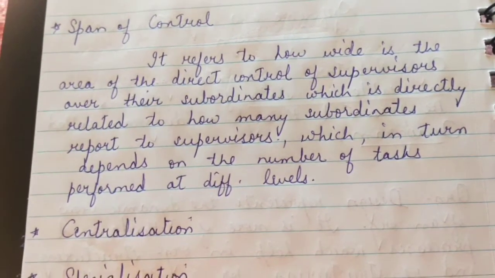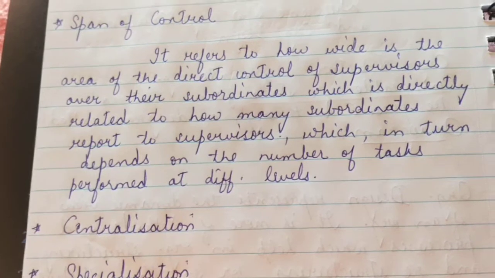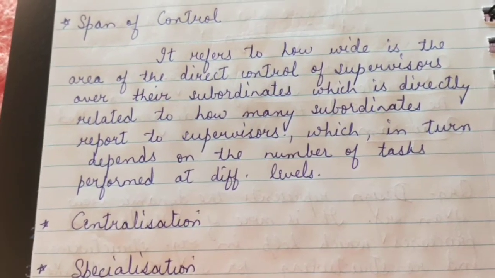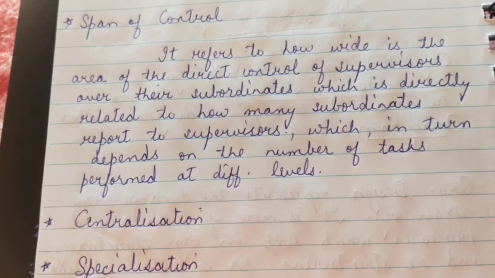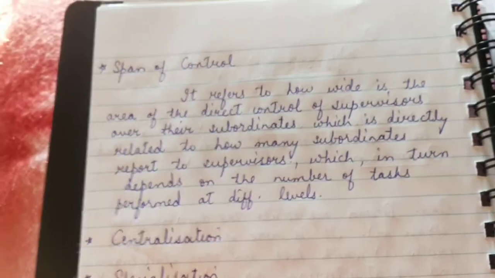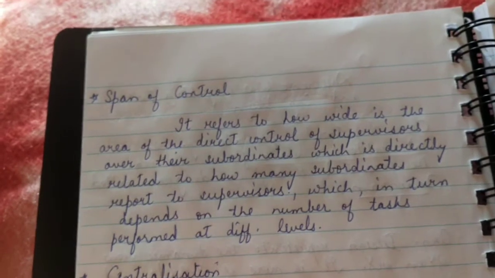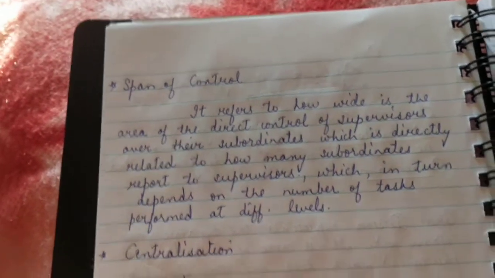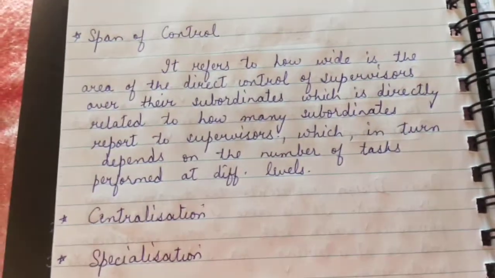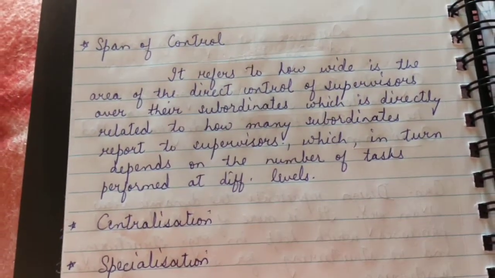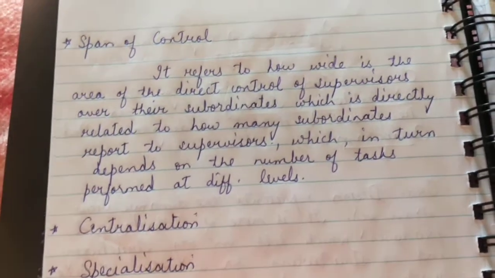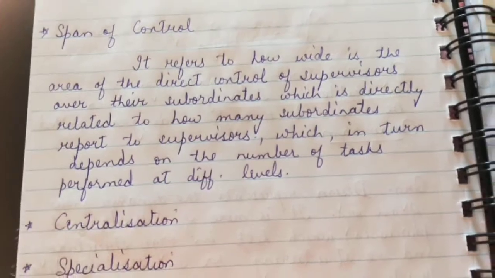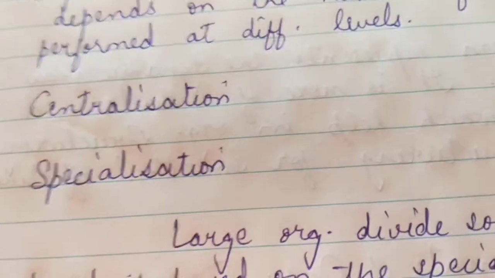subordinates, which is directly related to how many subordinates report to supervisors, which in turn depends on the number of tasks performed at different levels. Like एक supervisors, there are some subordinates different भी हो सकते हैं, like areas के, and वो एक supervisor को कितने subordinates एक supervisor को report करते हैं. तो that is span of control. Then centralization, अभी हमने पढ़ा.